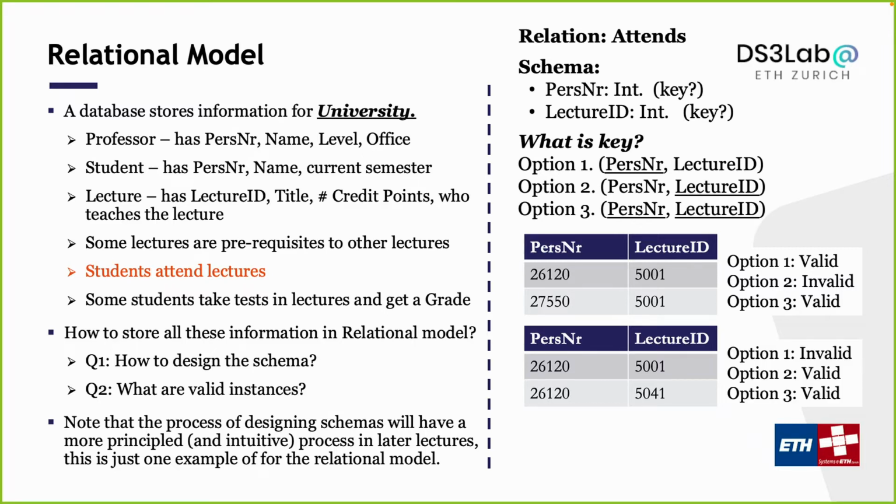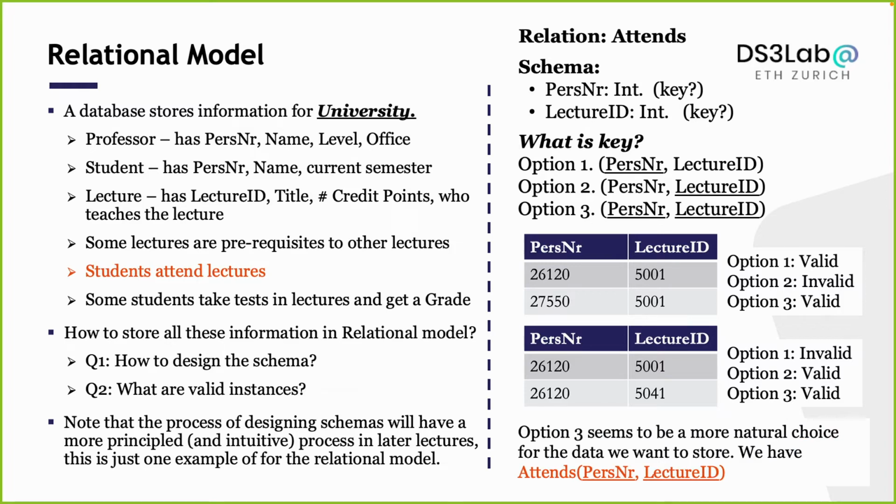If you look at the 3 different options, this is not a valid instance for option 1, because it violates the key constraint if you have the personnel number as a key. If in your university one student can only take 1 lecture, then option 1 is fine. But if you want to model a universe where one student can take multiple lectures, then clearly you cannot do option 1. Okay? So again, option 3 seems to be a more natural choice.